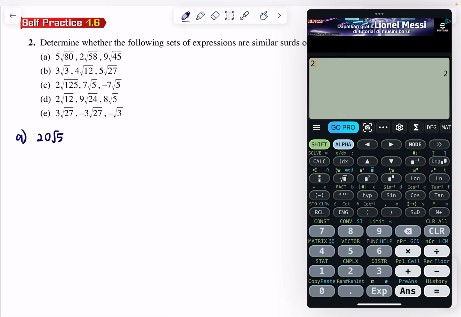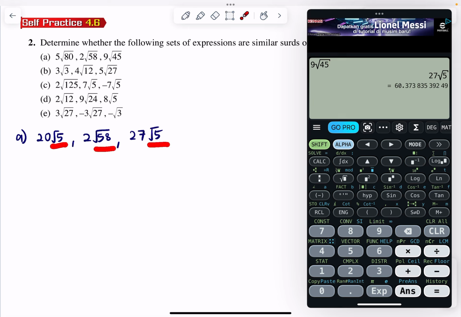And then we have 2 surd 58. 2 surd 58 is just 2 surd 58, cannot simplify. And 9 surd 45 is 27 surd 5. So surd 5 is similar, but this is not similar. So A, not similar.